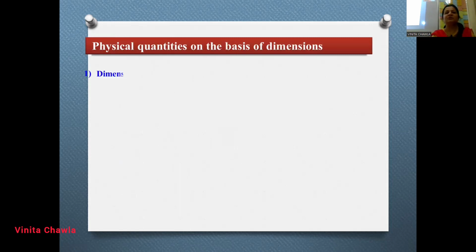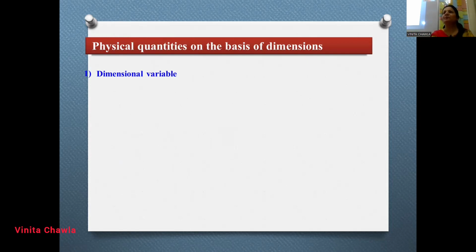Physical quantities on the basis of dimensions. So we have studied physical quantity in the previous class. These are the quantities which can be measured. So first, we have 4 different types of physical quantities. When we categorize physical quantities on the basis of dimensions, we can categorize them in 4 different ways. 4 categories are there.